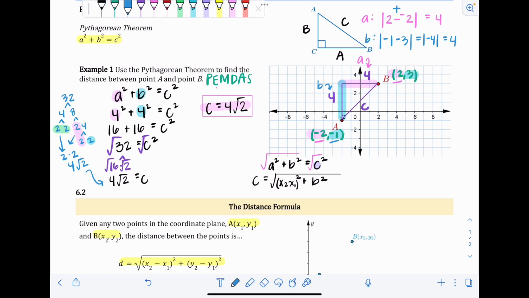So we did negative 1 minus 3, and again, order doesn't matter as long as you're subtracting them. So instead of b in that formula, I can replace it with y1 minus y2. And then we don't even have to put the absolute value bars in there like we did before, because we're squaring both of them. If I subtract something and I square it, it's going to turn positive.